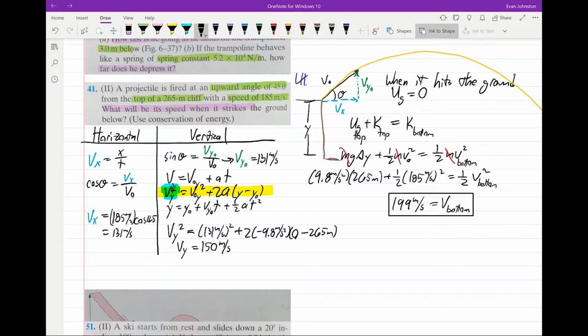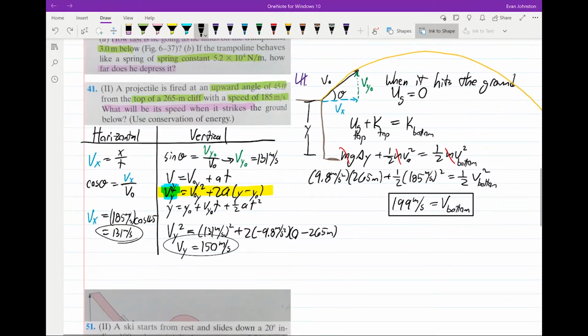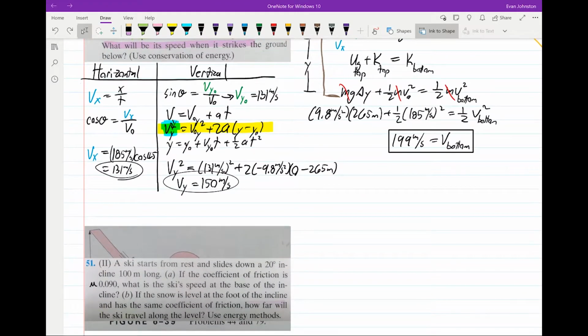So now, what am I supposed to do? I have a y value, I have an x value. Since it's going to be moving at some angle down here, and we don't know what the angle is, but we know it's a 90-degree triangle, we can again use Pythagorean's theorem.